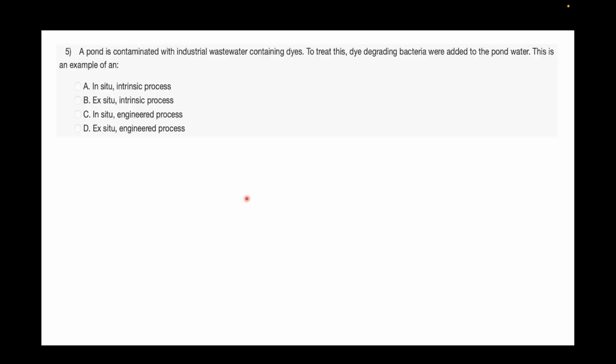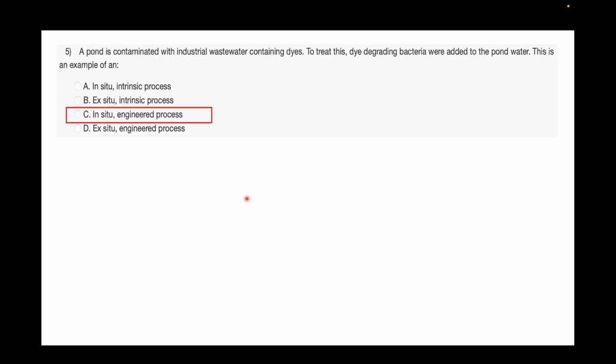Okay, I think it is enough time for this question. Let us see what is the correct answer to this question. A pond is contaminated with industrial wastewater containing dyes. To treat this, a dye degrading bacteria were added to the pond water. Let me check the chat box if there are some answers. Ashwini has answered option C, Shailaja option A, and Ramya has answered option C. Let us see what is the correct answer. Option C is the correct answer.